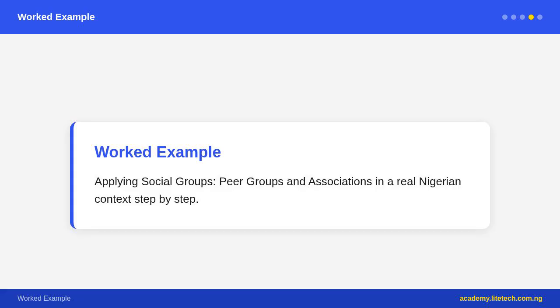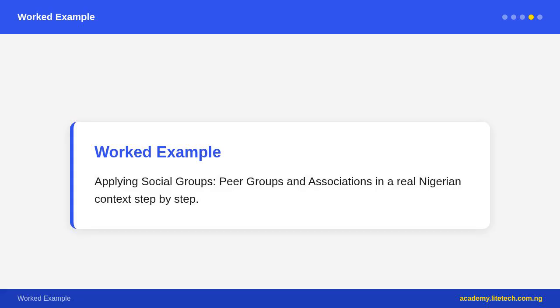Trade unions, associations of workers who join together to negotiate wages, working conditions, and workers' rights with employers. We will study trade unions in more detail in second term. Community development associations, groups of residents who come together to address common local problems such as road maintenance, water supply, security, and community beautification. These are very active in Nigerian communities.